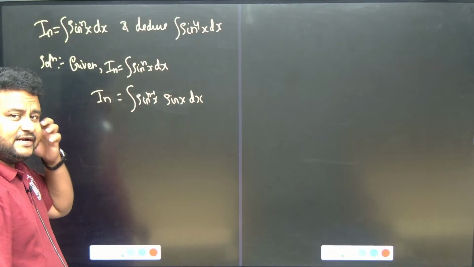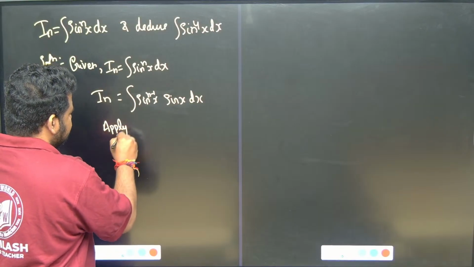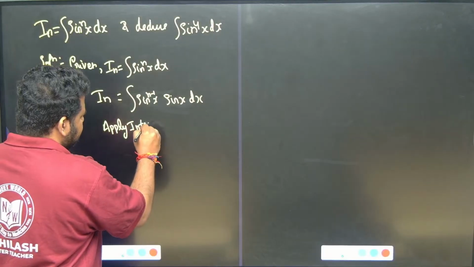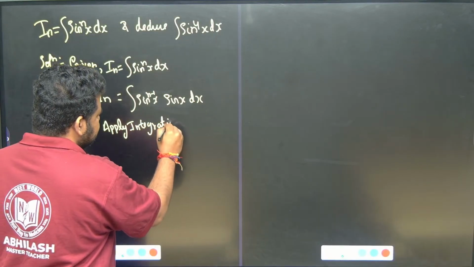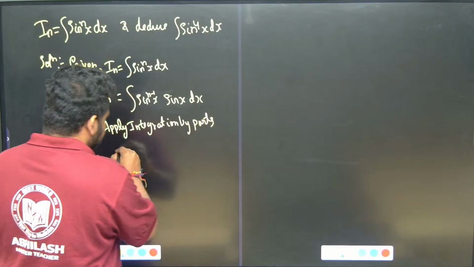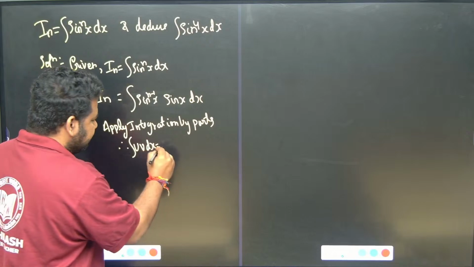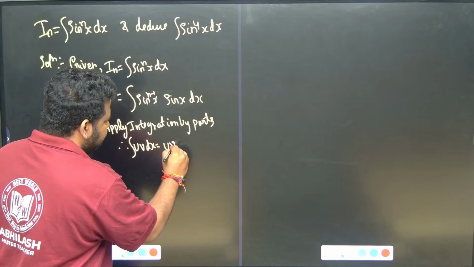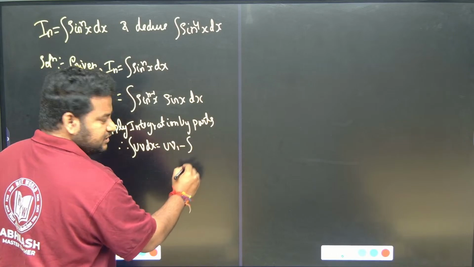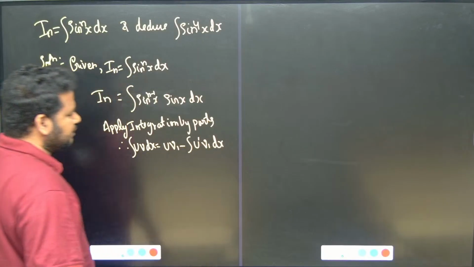Now let us apply integration by parts. Therefore, integral of uv dx is nothing but equal to u v1 minus integral of u dash v1 into dx.